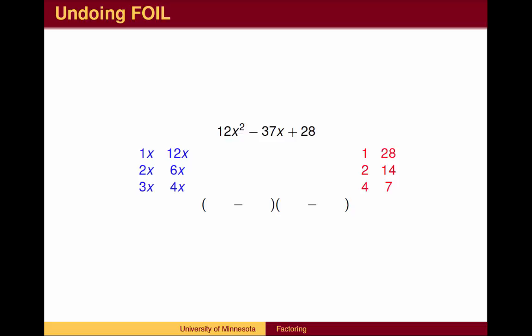In this problem, we have a complete list of all the possible ways to factor 12x squared and all the possible ways to factor 28. But how do we mix and match the correct factors? We can eliminate some possibilities. The original expression has no common factors. Therefore, the smaller factors also cannot have common factors.